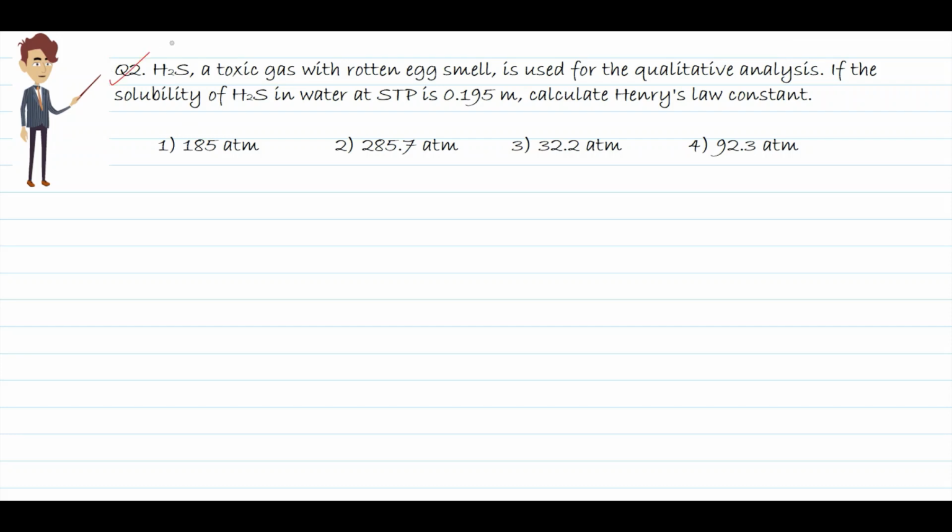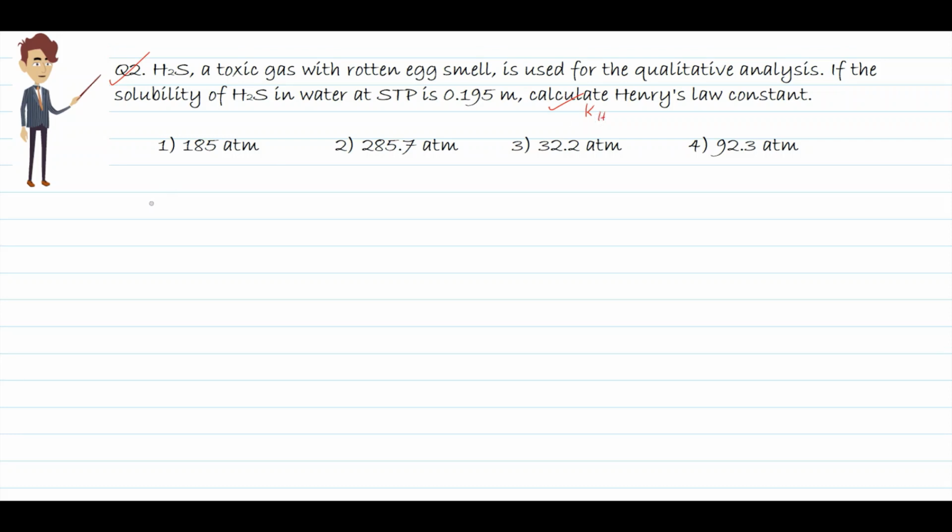Question 2. Hydrogen sulfide, a toxic gas with a rotten smell, is used for qualitative analysis. If the solubility of hydrogen sulfide in water at STP is 0.195 molar, calculate Henry's law constant. Here we have to calculate Henry's law constant kH.